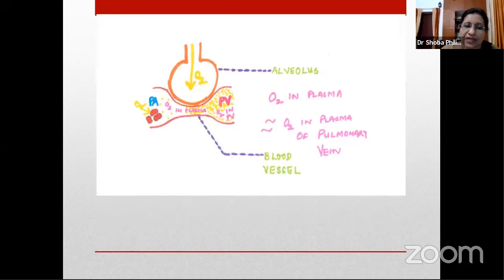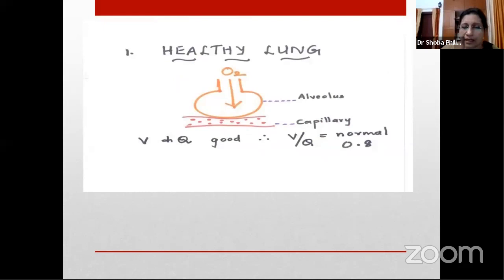Here you can see what we are going to hypothesize is that the oxygen in the plasma can be roughly taken as equivalent to oxygen in the plasma of the pulmonary vein. What happens in a healthy lung? So the oxygen is getting into the alveolus, the blood flow is taking place properly. Both the V and Q are very good. So V by Q is normal, that is 0.8.